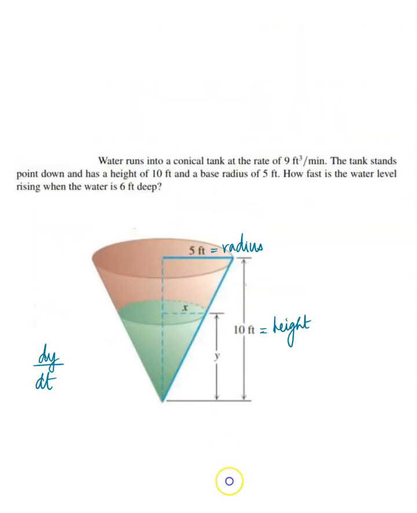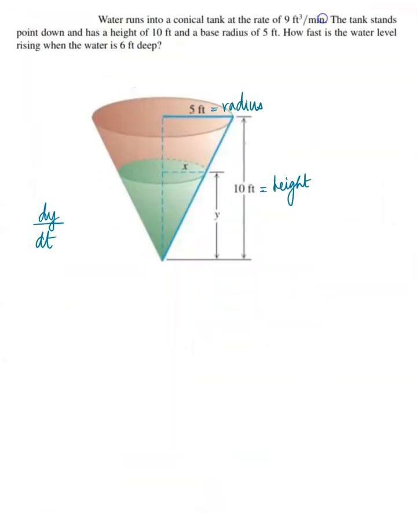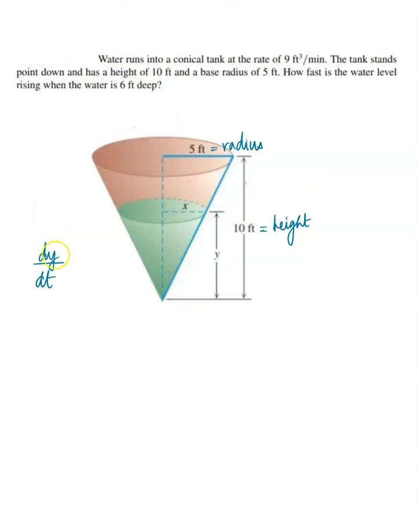Remember, let me take you here quickly. Here it said, where was it? Yeah, the very first point it says, use t for time and assume that all variables are differentiable functions of t. So we are using that information here, and so I put the dy over dt, because it's not dy over dx. It's not about how it's changing with respect to the radius. It's how it's changing with respect to time. So this is what we need to find.